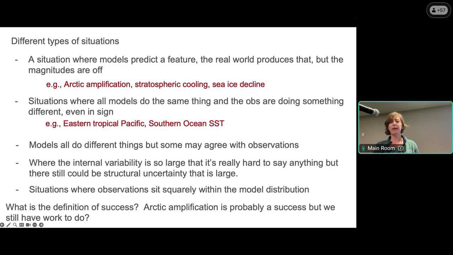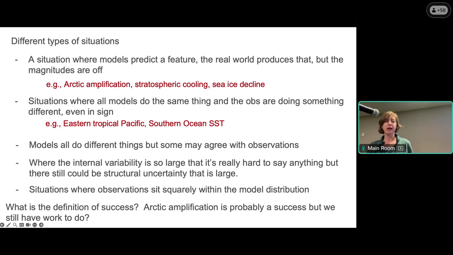Then there's cases where internal variability is so large that it's really hard to say anything with the observational record, but maybe we still have structural uncertainties across the models that can be large. And then there's situations where everything is good, where the observations sit nicely within the model distribution, but we still want to check, you know, are they doing things right for the right reason?